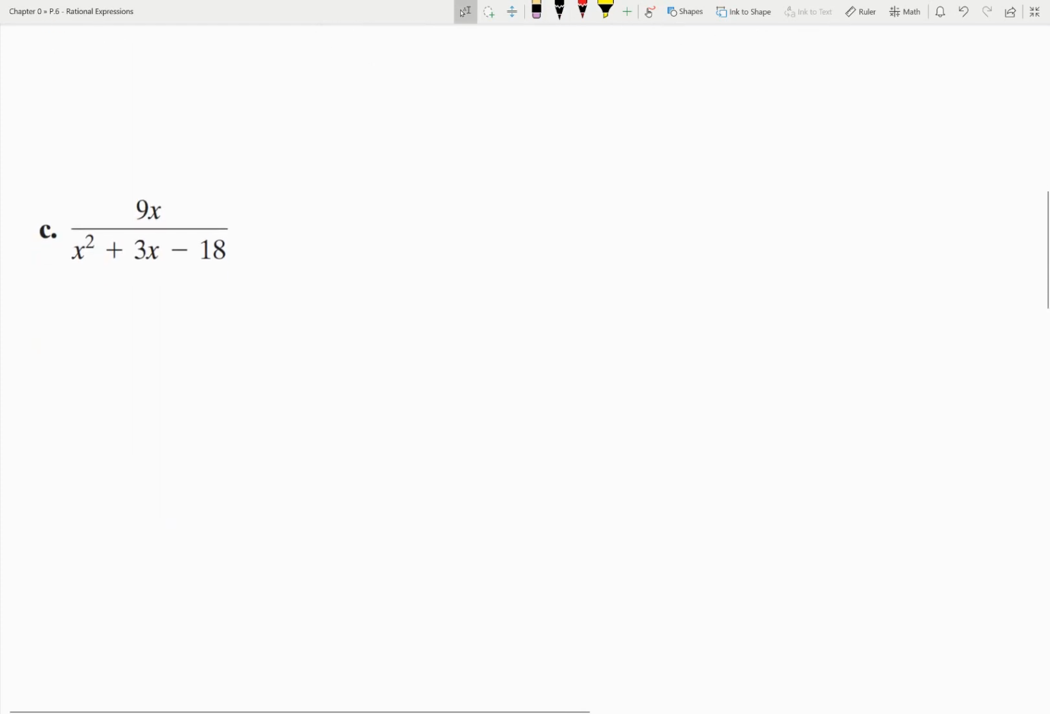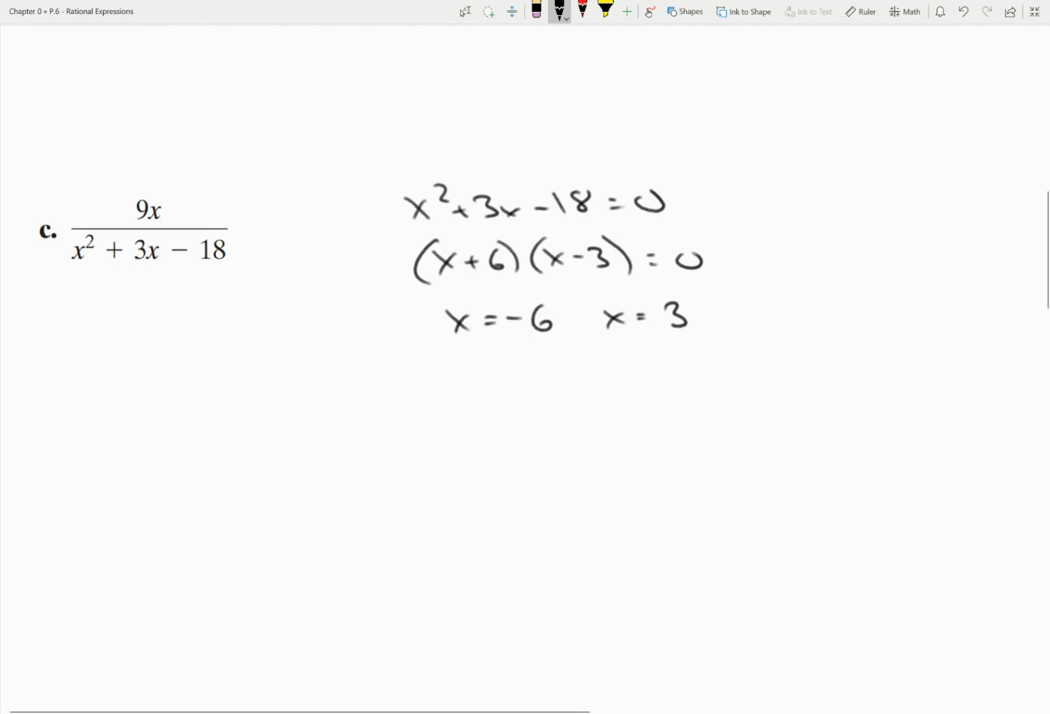And then for part C, we again set the denominator equal to 0, and now we have a quadratic trinomial. We are going to factor this. It factors into x plus 6, x minus 3, which makes x equal to negative 6, and x equal to 3 with the zero product property. So those are the two things that x is not equal to, negative 6 and positive 3.